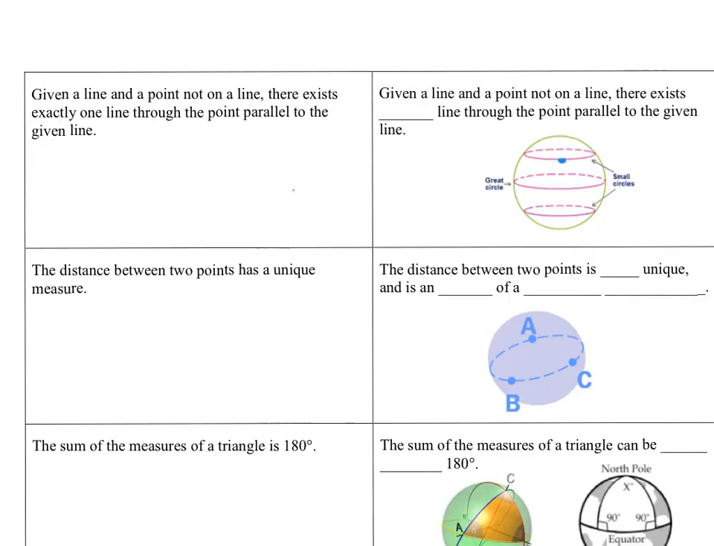So let's continue comparing Euclidean and spherical geometry. So you might want to put a heading on this column. Remember, these are facts and information about Euclidean geometry, and then this column was what we're learning about spherical geometry. So the next postulate we're going to look at from Euclidean geometry is this one. You'll remember that given a line and a point not on a line, there exists exactly one line through the point parallel to that given line.